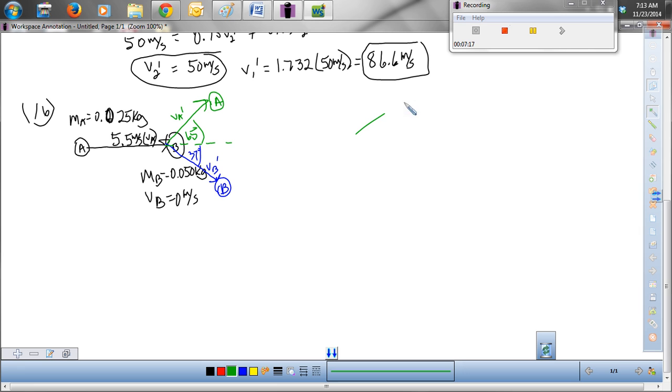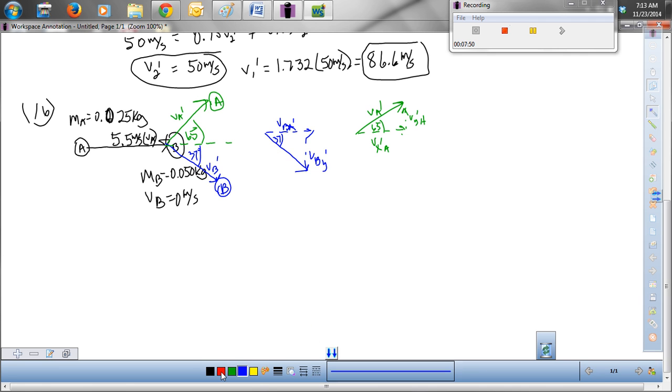Well, if you look at it, VA prime is really made up of this and this, VAy prime and VAx prime, and that angle is 65. If you look at puck B, it's headed down. It has an X component here and a Y component. And this angle here is 37.